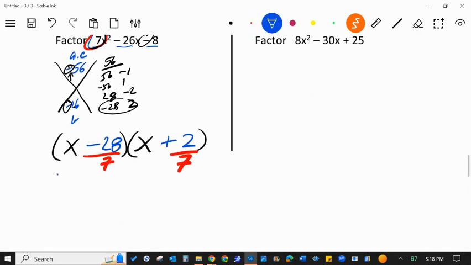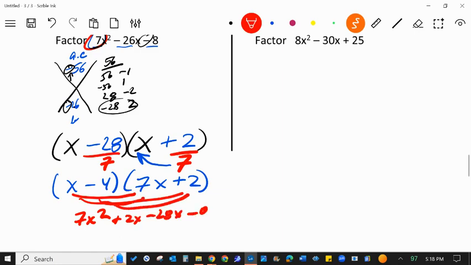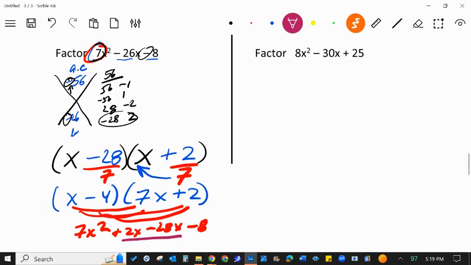Well, on the first one, 7 goes into 28 4 times, x minus 4. In the second one, it doesn't do anything whatsoever. We have to bring the 7 over here, so we get 7x plus 2. Well, let's see if that works to multiply it out. X times 7x is 7x squared, plus 2x minus 28x and a minus 8. And right here we see it's negative 26x. 7x squared minus 26x minus 8, that checks it. So we know we were correct.